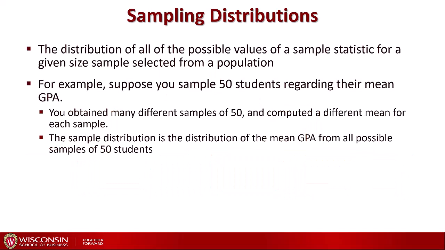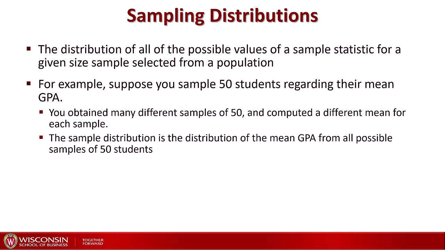One of the most important things to understand about samples is the concept of a sampling distribution. We are going to spend a good amount of time here because it is really critical to understanding analytics, statistical inference, and really a lot of the assumptions behind regression. A sampling distribution is a distribution of all the possible values of a sample statistic, like the sample mean, for instance, for a given sample size selected from the population.